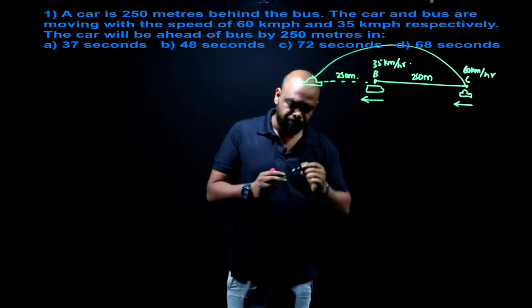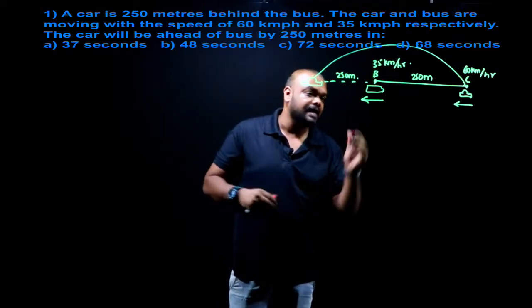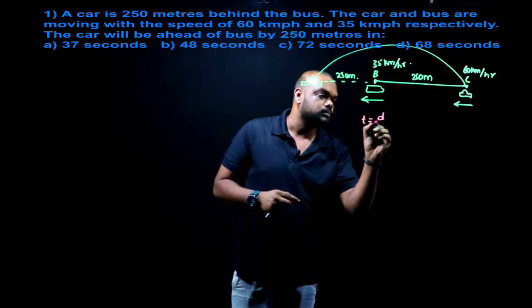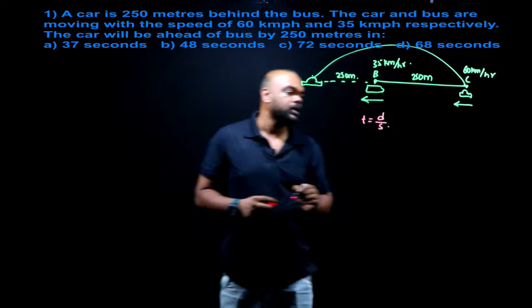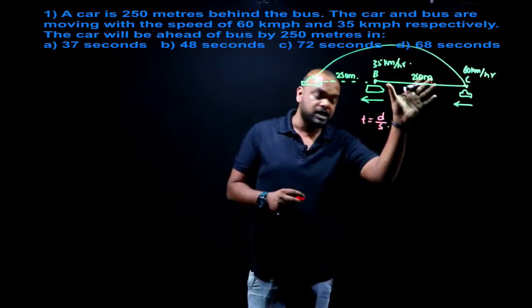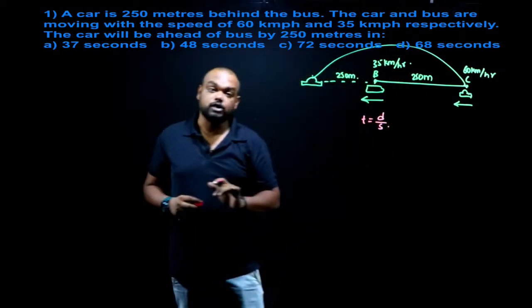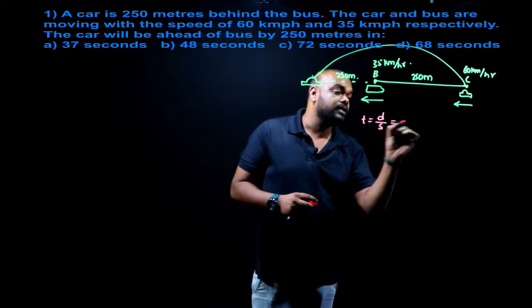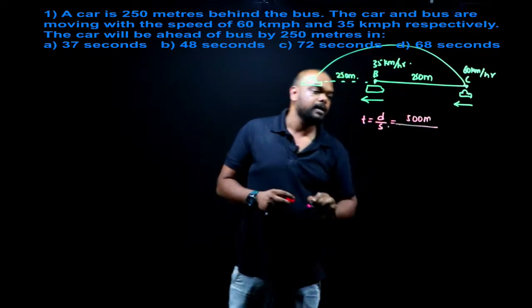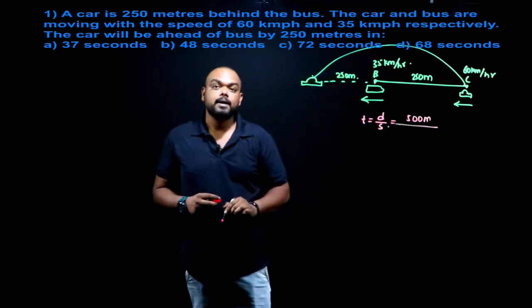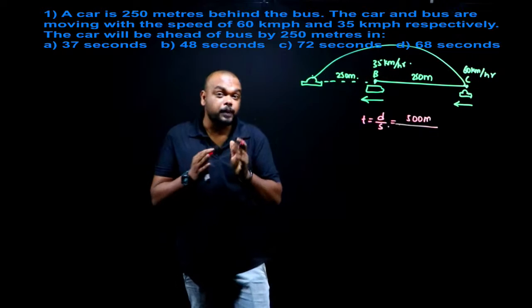Now, what is happening here? I want the time. How do we calculate time? Time is distance by speed. Now, observe. What is the distance between them? Originally 250 meters, and an extra 250 meters should be the extra distance. So altogether 500 meters is the distance, divided by speed. Now observe carefully. There are two speeds here. Which speed should we consider?